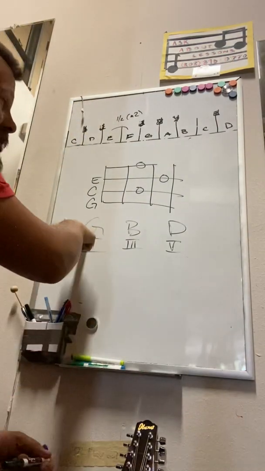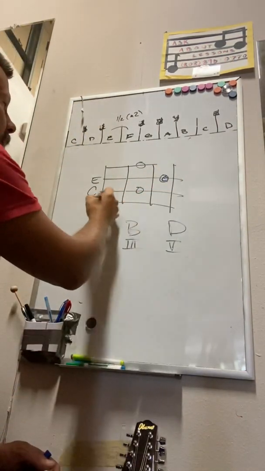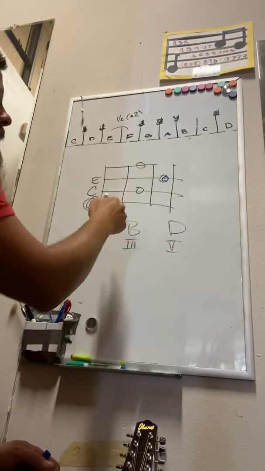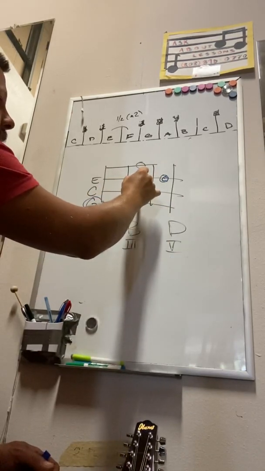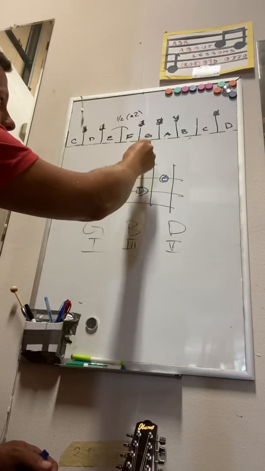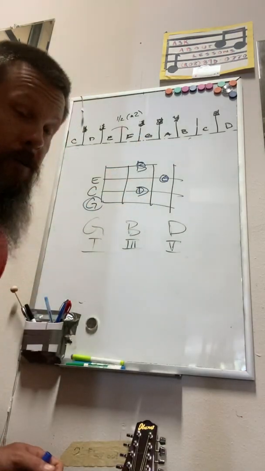So if we're in the key of G, here's our G, here's our G. That's two Gs. This note here is my fifth, which is my D, and this note right here is my B, which makes up my G major.